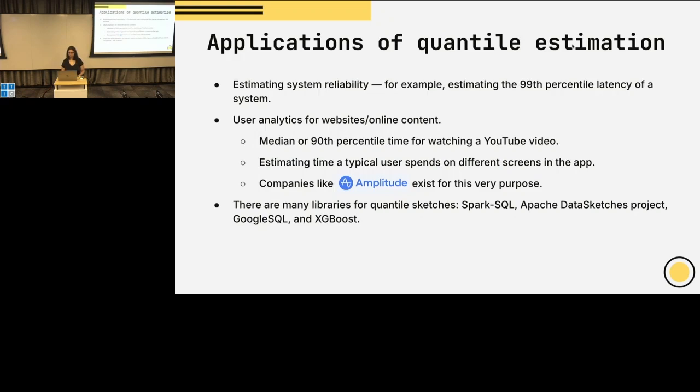Okay, so I'll quickly talk about some applications of quantile estimation. One is estimating system reliability. If you want to know the 99th percentile latency of your system, you want the 99th percentile quantile. This is a great example where R is known beforehand, but it doesn't actually help to know R beforehand. Another is user analytics for websites and online content. If you want to know the median time a user spends watching a video, that's a quantile problem. Or the amount of time a typical user spends on the home screen of some app, or the median user, let's say.